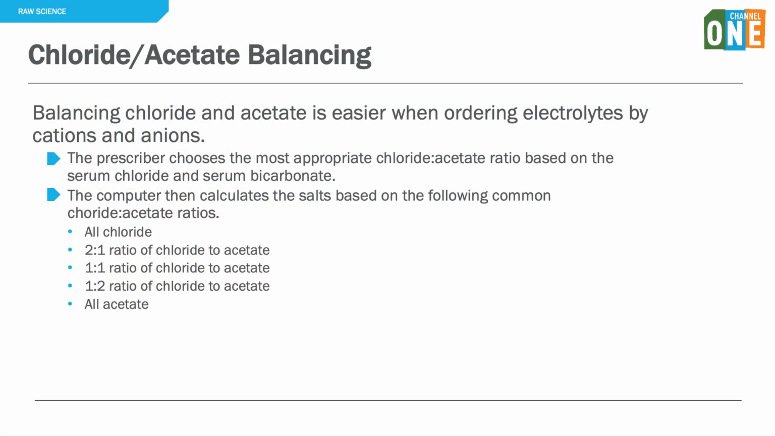Balancing chloride and acetate is easier when ordering electrolytes by cations and anions. The prescriber chooses the most appropriate chloride-acetate ratio based on the serum chloride and serum bicarbonate. The computer then calculates the salts based on the following common chloride-acetate ratios: all chloride, a 1:2 ratio of chloride to acetate, a 1:1 ratio of chloride to acetate, a 2:1 ratio of chloride to acetate, or all acetate.